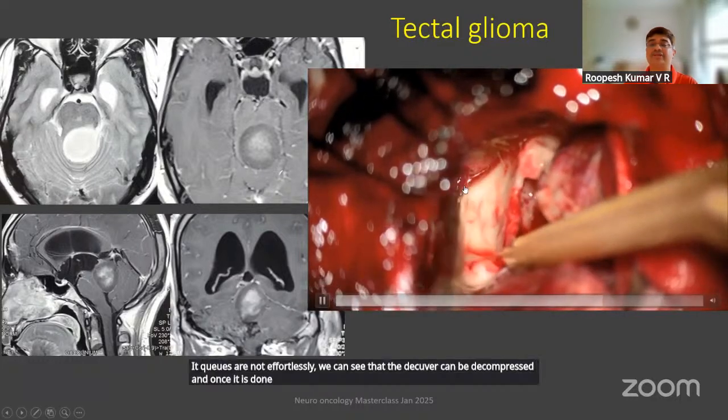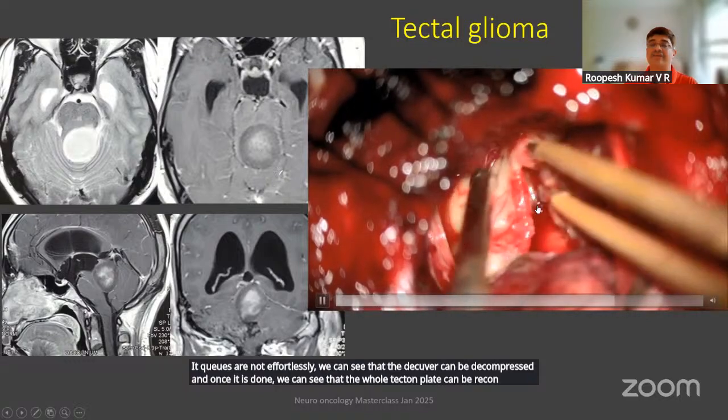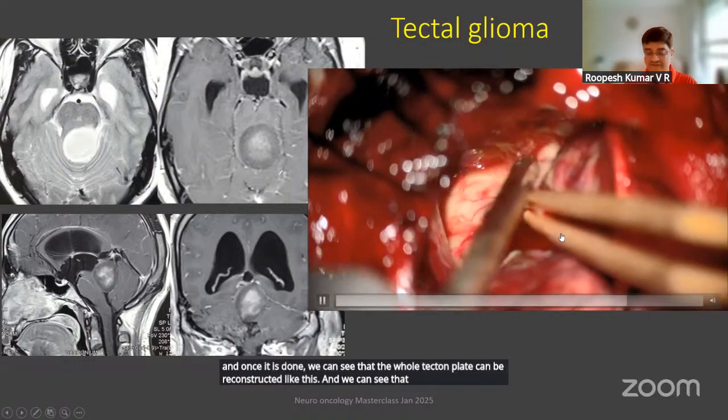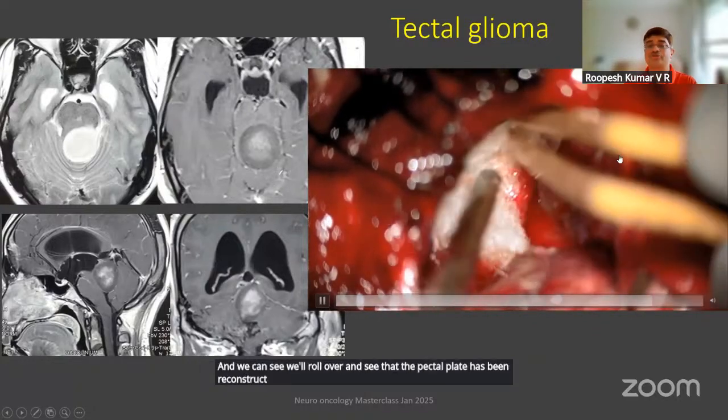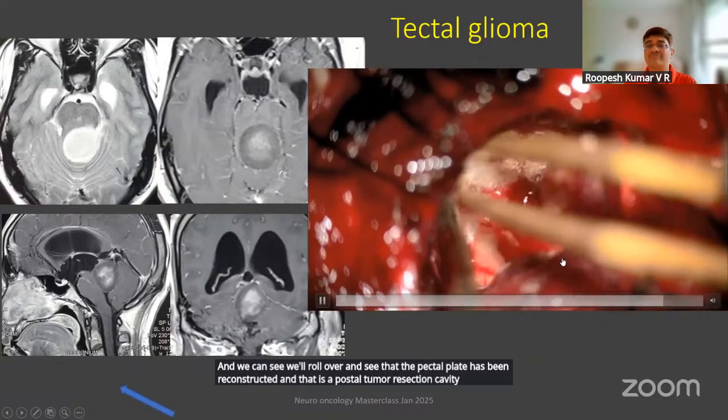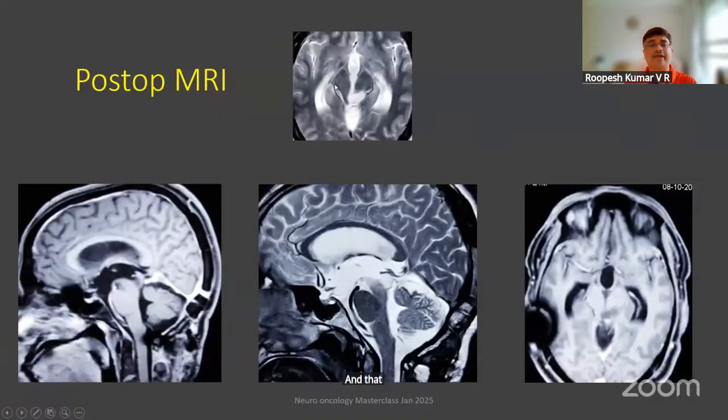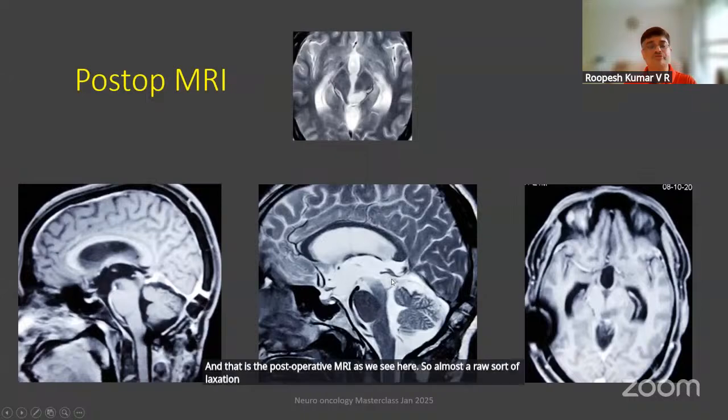see that the whole tectal plate can be reconstructed like this, and we can see that the whole tumor has been removed, and we can see, we'll roll over and see that the tectal plate has been reconstructed, and that is a post-tumor resection cavity. And that is the postoperative MRI, as we see here. So almost a gross total excision could be achieved. A small residue can be followed up. Most of these tumors are pilocytic astrocytomas grade 1, and we know that they need to be just on follow-up.